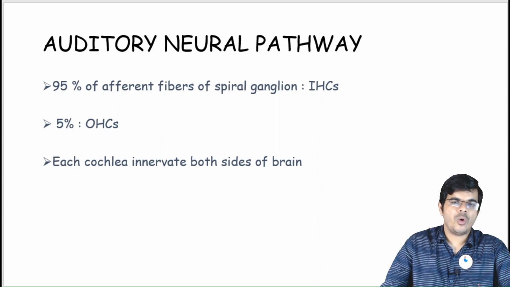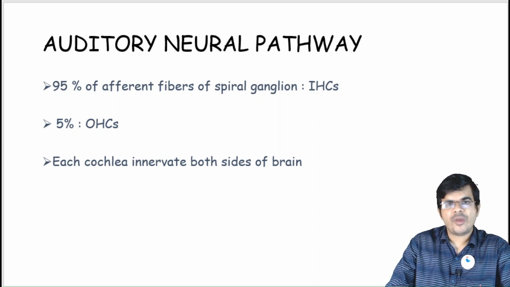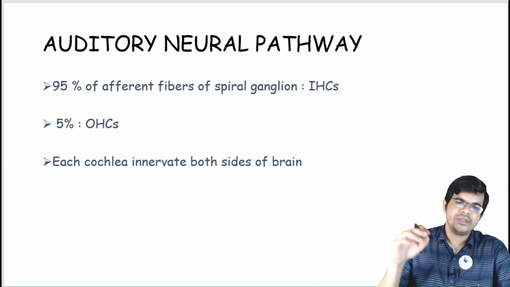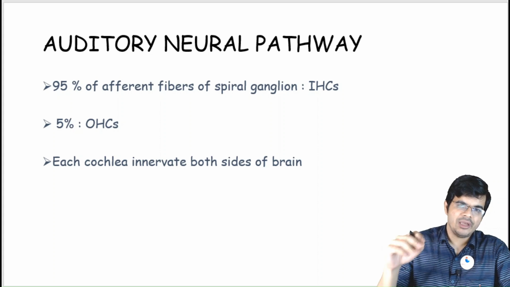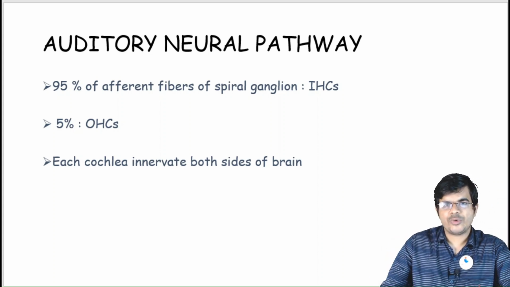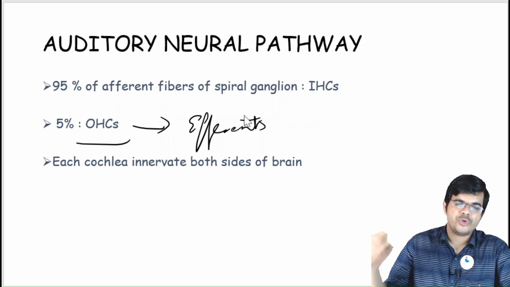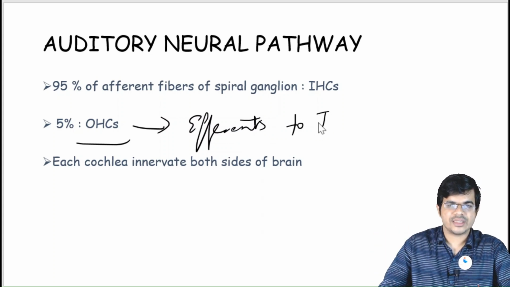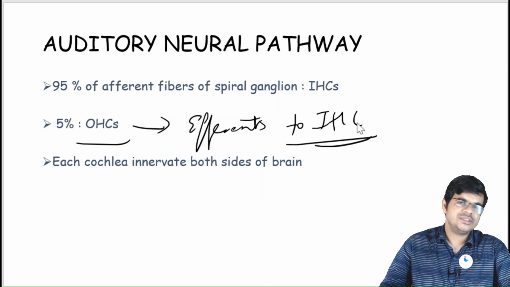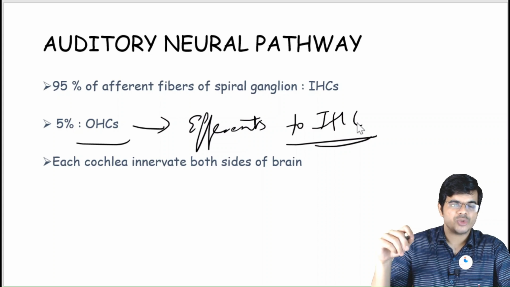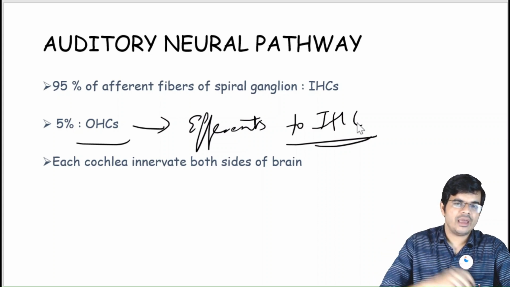Now coming to the auditory neural pathway. 95% of the auditory fibers of the spiral ganglion innervate the inner hair cells. Only 5% innervate the outer hair cells, and most of these are efferent fibers. These efferent fibers modulate the hair cells, and for modulating them, signals are coming from the auditory cortex. The efferent pathway occurs to modulate the hair cells.